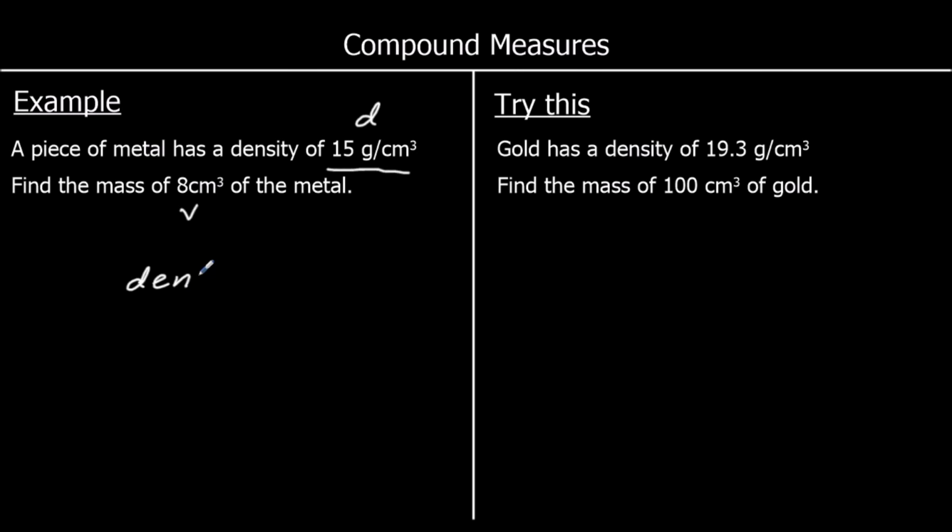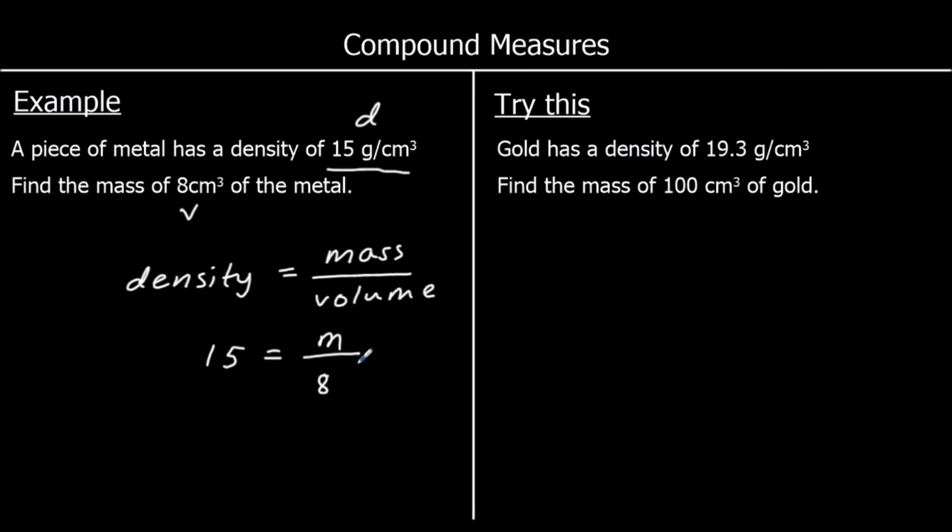So density is equal to mass over volume. And we are told density is 15 and volume is 8. So to find the mass, multiply both sides by 8. So 15 times 8 is 120. What are the units? So the density was grams per centimeter cubed. So the mass is in grams.